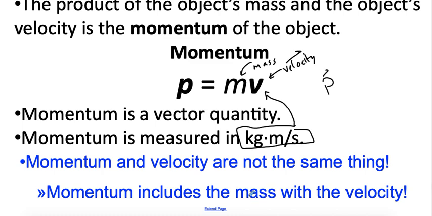So a thing to note here, momentum and velocity are not the same, okay? And hopefully you know that because of the equation here. Momentum includes mass. Velocity is just how fast something is moving, and momentum is how fast that mass is moving. So it's a different quantity.